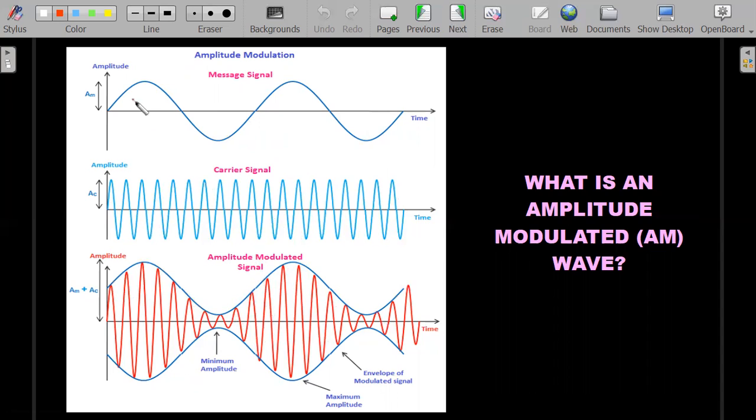It's almost as if this one is the envelope, right? And this curve is made to sit inside that. That's why this outside curve is called the envelope. Okay, so this is called the AM wave.